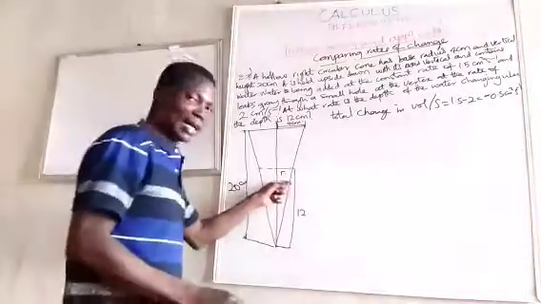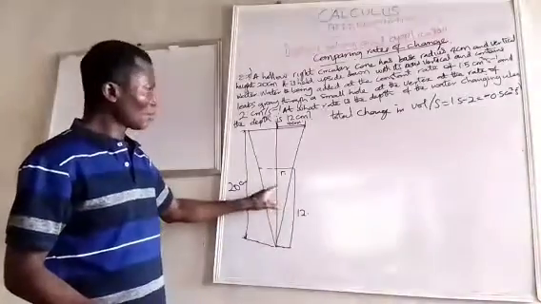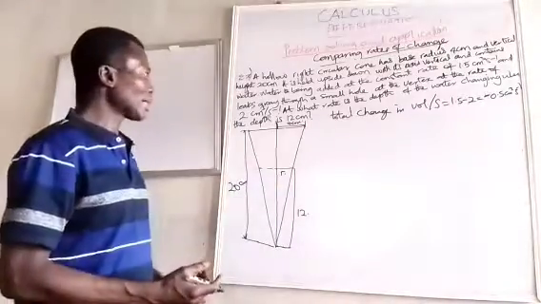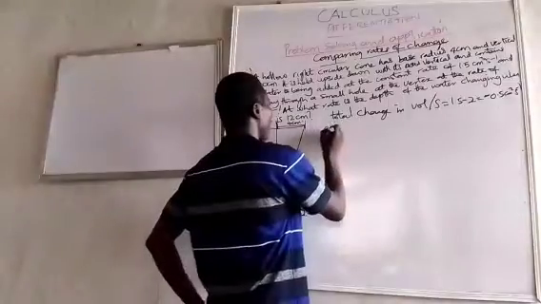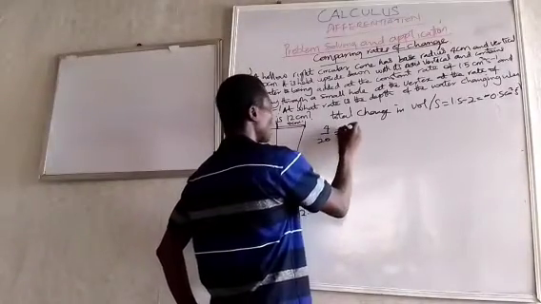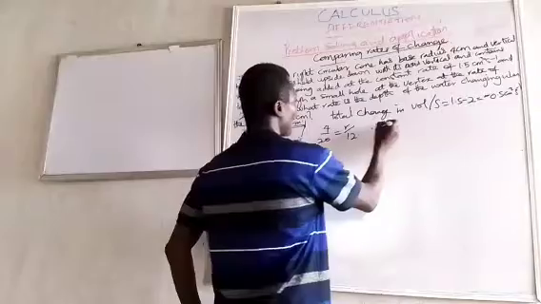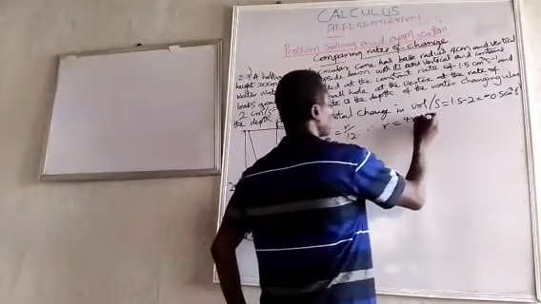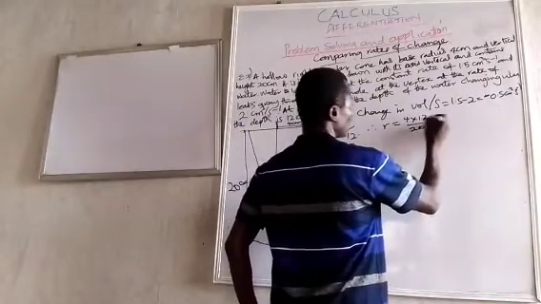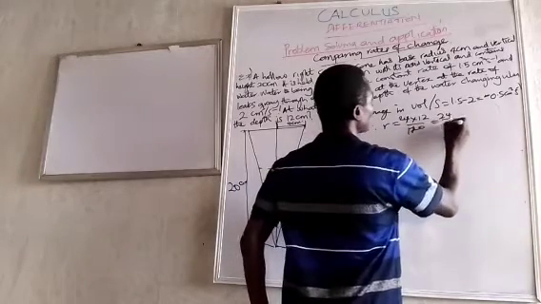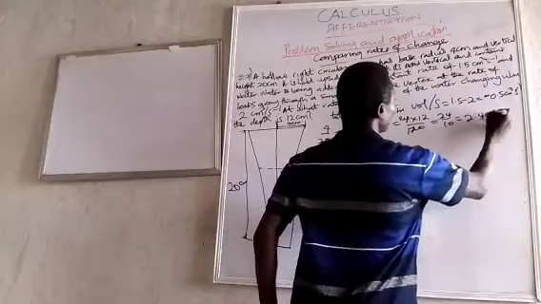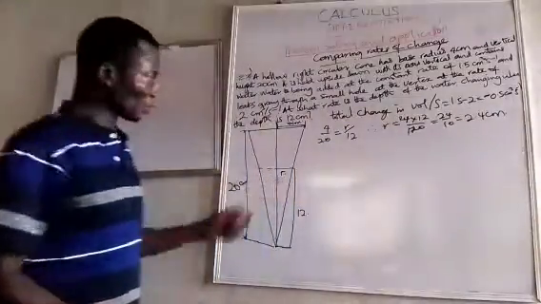Now, let's find out r at the point where the water is. So we have 4 over 20 is equal to r over 12. Therefore, r is equal to 4 times 12 over 20. Let me make this 10, so which is 24 over 10. It's 2.4 centimeters. So r at this point is 2.4 centimeters.